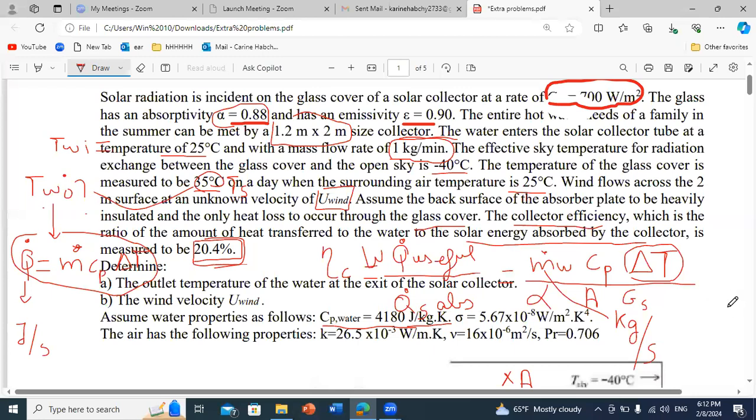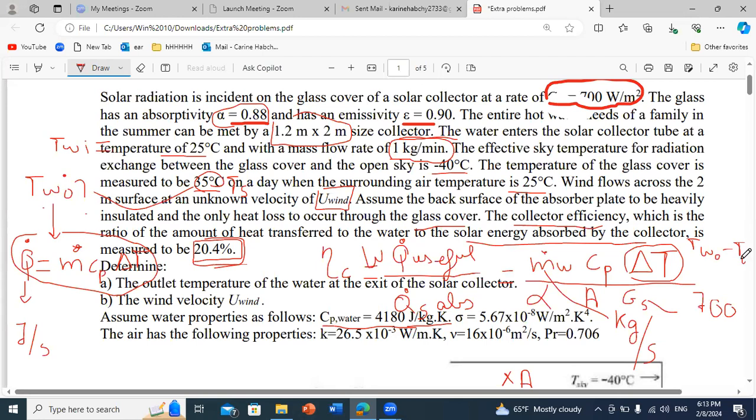So we will be able to calculate delta T. Knowing all parameters, we get the value of delta T. And delta T represents T water out minus T water in. Okay? So from this equation, you will be able to calculate what is the outlet temperature of your water.